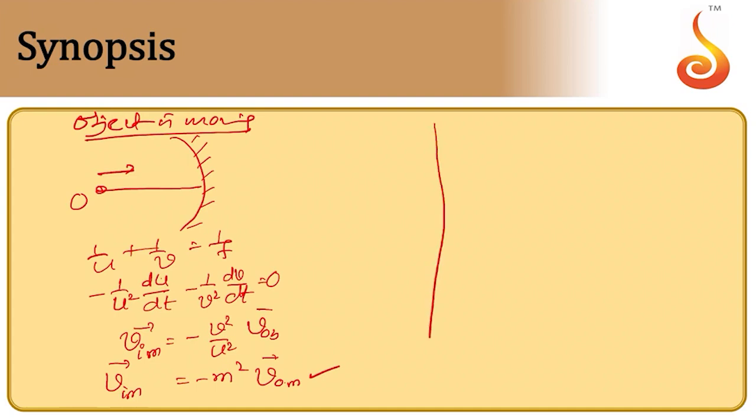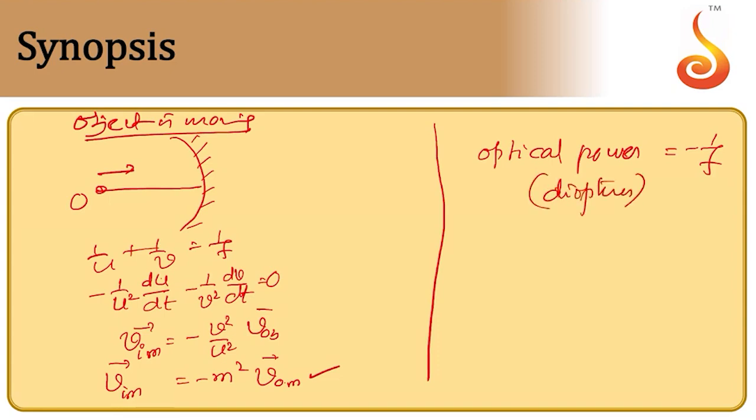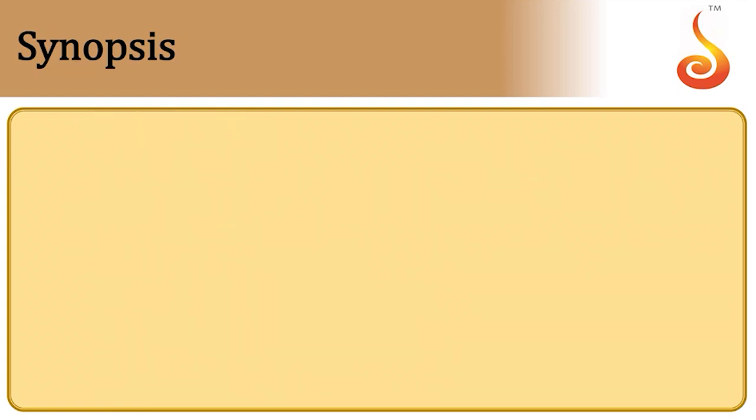If I consider a spherical mirror, then its optical power is given by minus 1 by f, measured in diopters, of course. So, in diopters, the optical power of a mirror is the reciprocal of its focal length, with a negative sign.